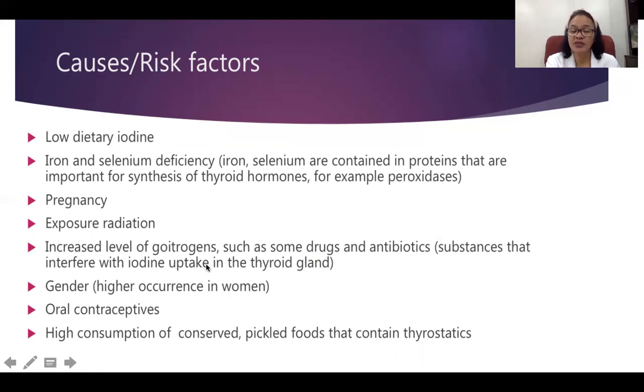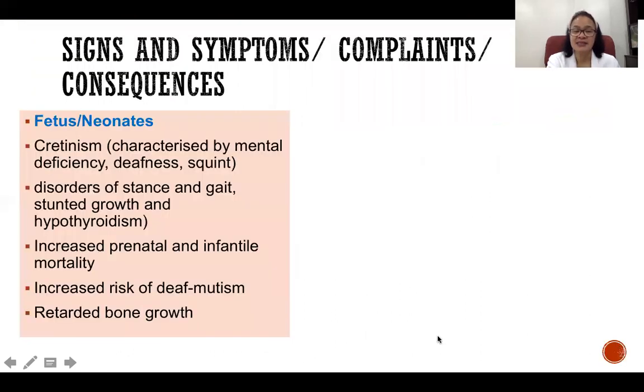Increased level of goitrogens, so there are some foods that can interfere with the iodine uptake in the thyroid gland. Some antibiotics, some foods. Cassava could be a goitrogen. It has higher occurrence in women. Intake of oral contraceptives or even consumption of preserved foods, the pickled foods that contain thyrostatics.